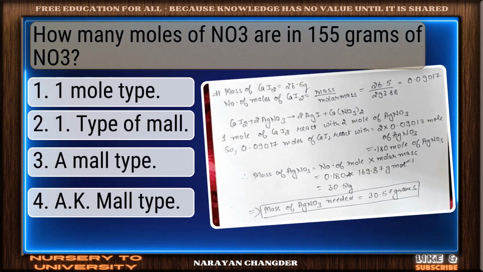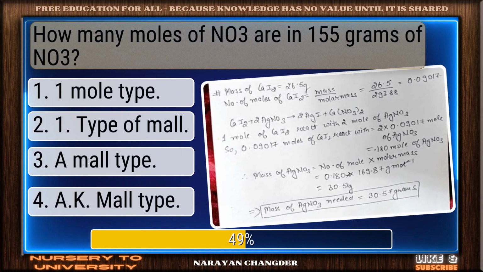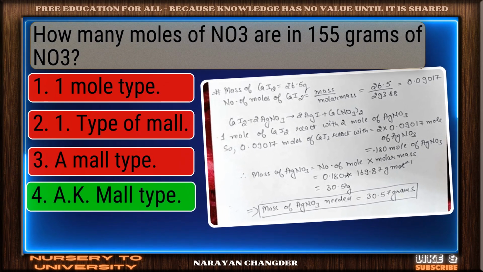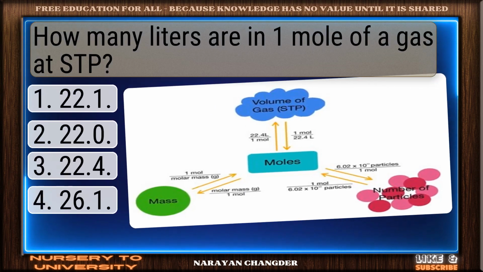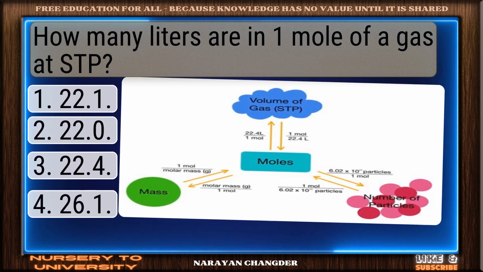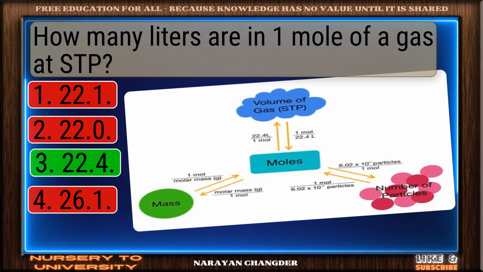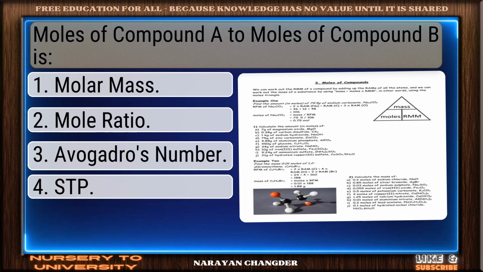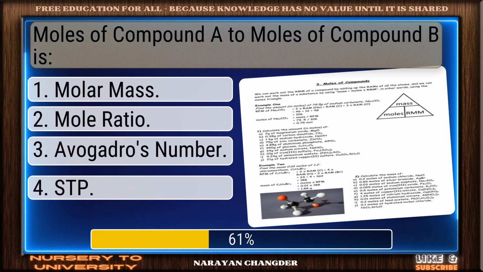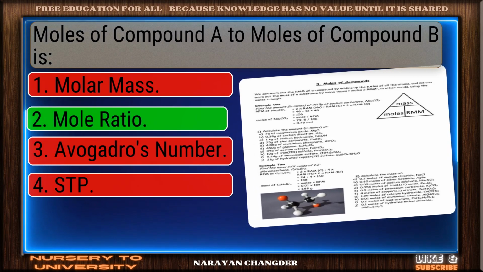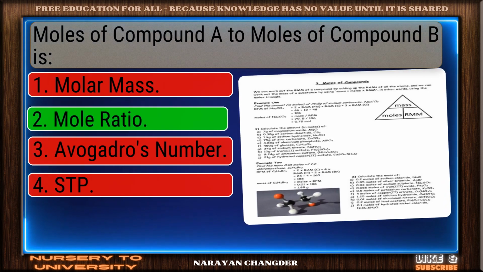How many moles of NO3 are in 155 grams of NO3? Nicely done. That is a solid answer. How many liters are in 1 mole of a gas at STP? Good job. Your answer 22.4 works well here. Moles of compound A to moles of compound B is? Excellent choice. Mole ratio is the right answer.